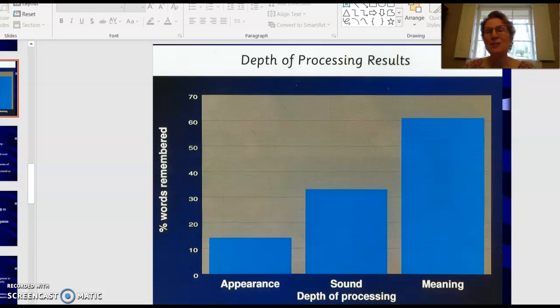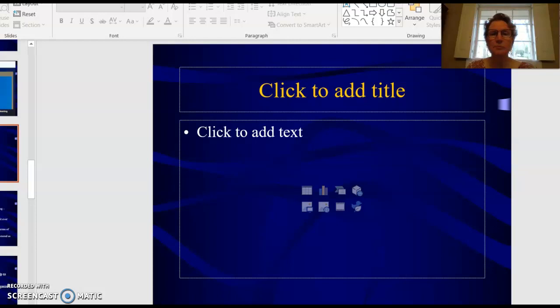But anyway, we're going to pick up where we left off in the memory chapter. So I believe this was the last slide we looked at. So now we are going to move on and talk about long-term memory.